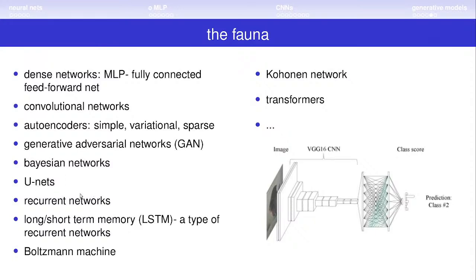UNet, recurrent networks that are useful in, for example, the analysis of time series or in natural language processing. LSTM, long short-term memory, also useful for time series and natural language processing. Boltzmann machines, Kohonen networks, transformers. Well, there's a big fauna.